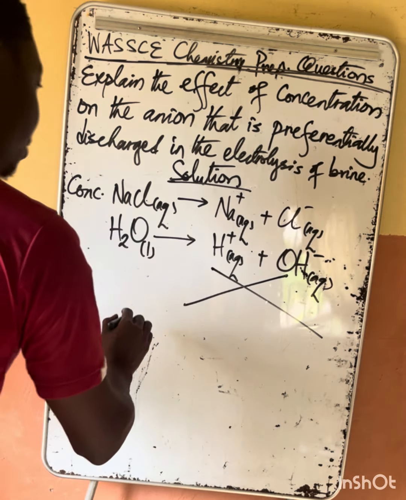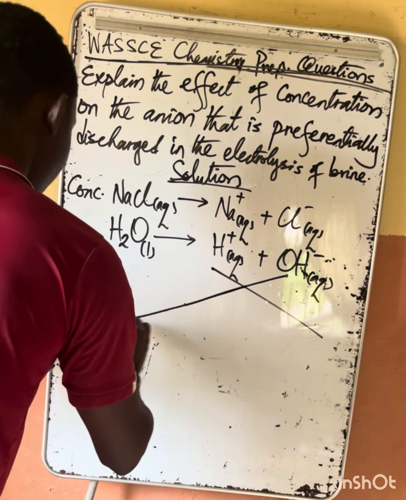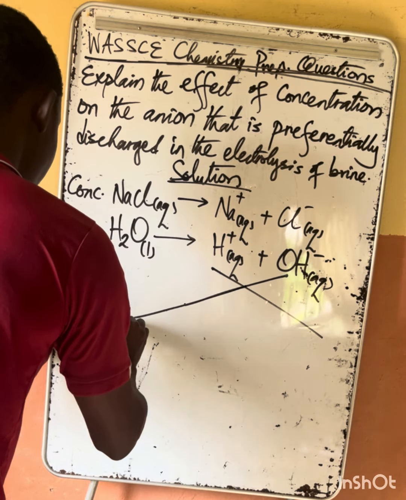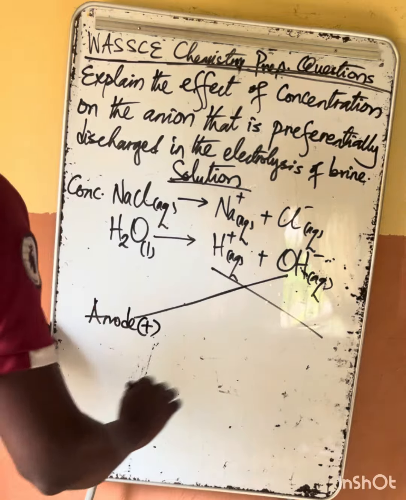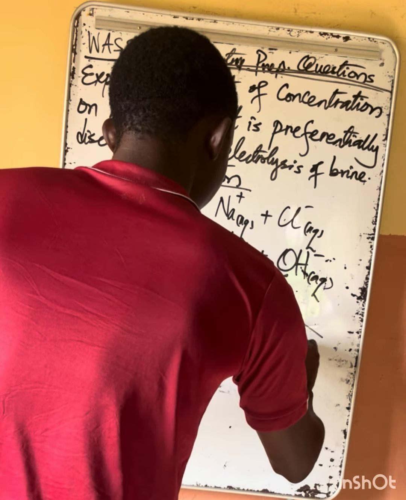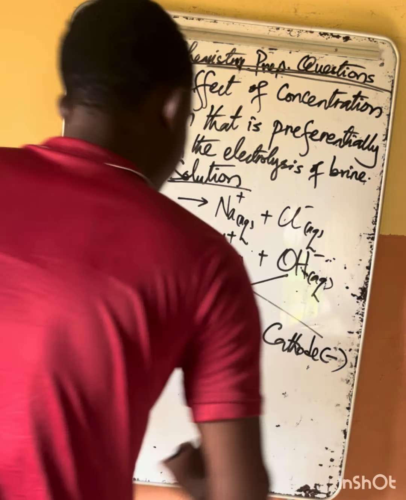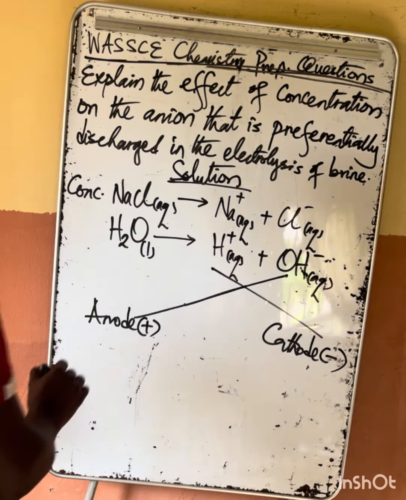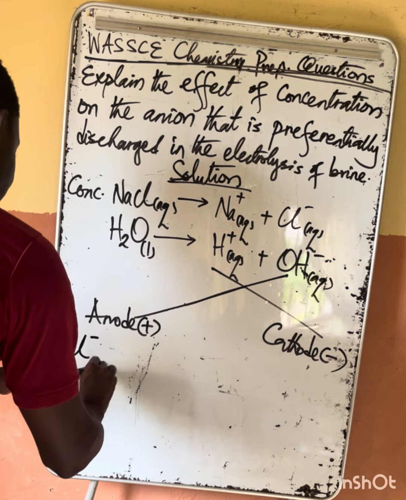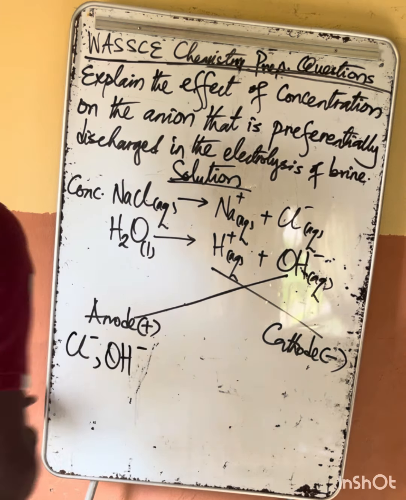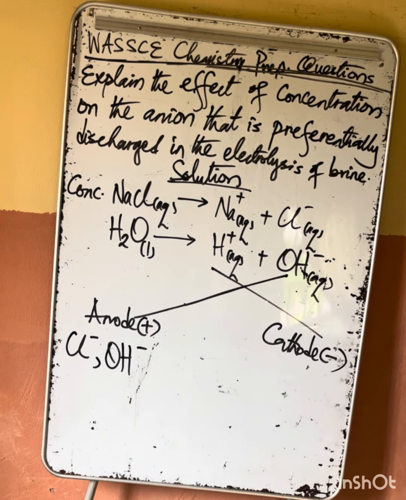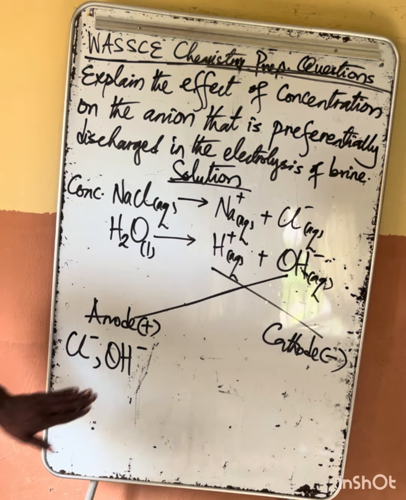Okay, so here we have the anode, which is the positive electrode. Here we have the cathode, which is the negative electrode. So at the anode, we'll be having chloride and hydroxide ions. And this is where the interest of our question lies.